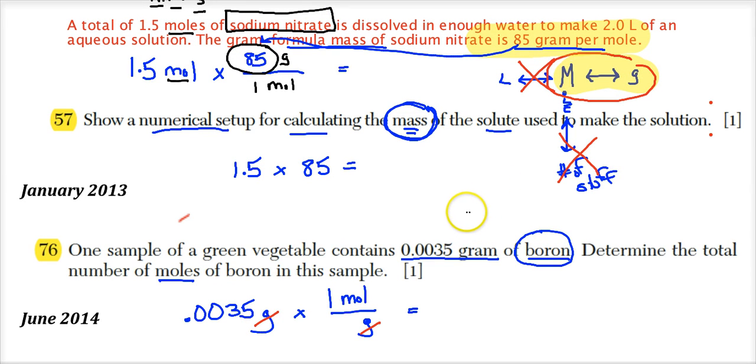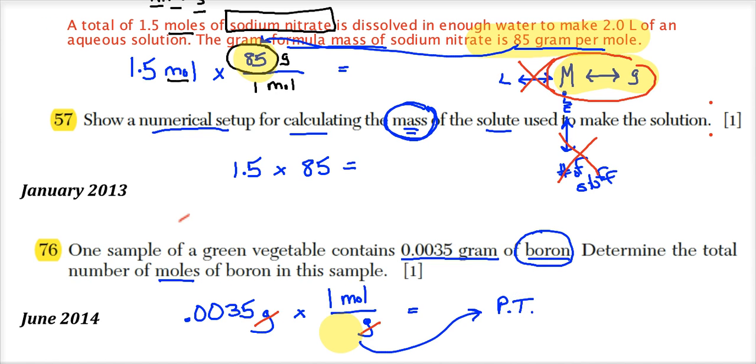Mass or grams can go to moles. Moles can go to grams. But I need a what? I need a converting factor. Okay, I need a number that goes from grams to moles, and that's what we use from the periodic table. So we need to go to the periodic table and find boron.